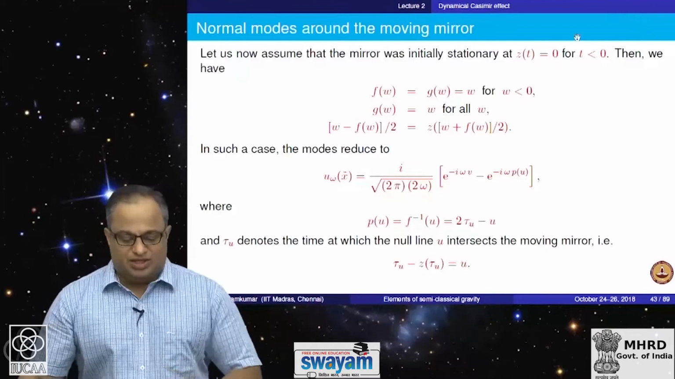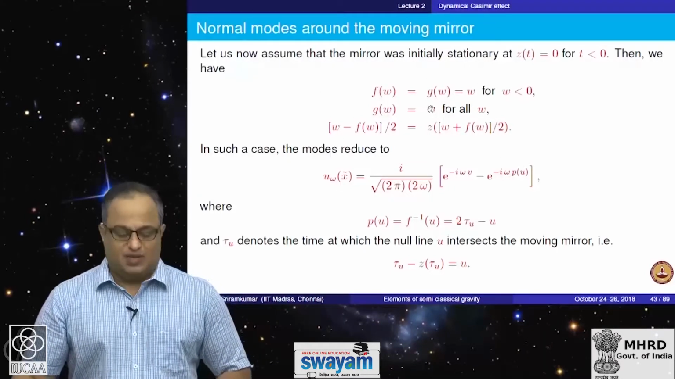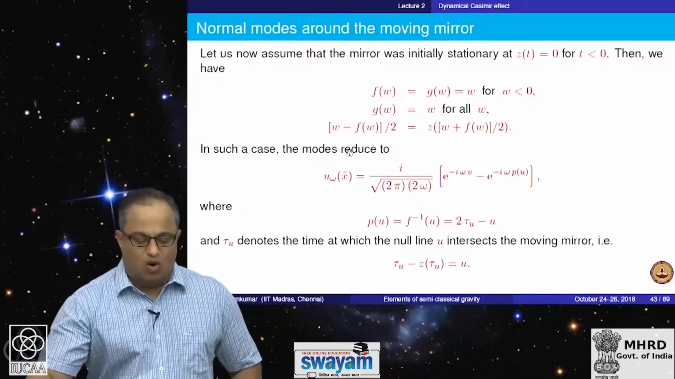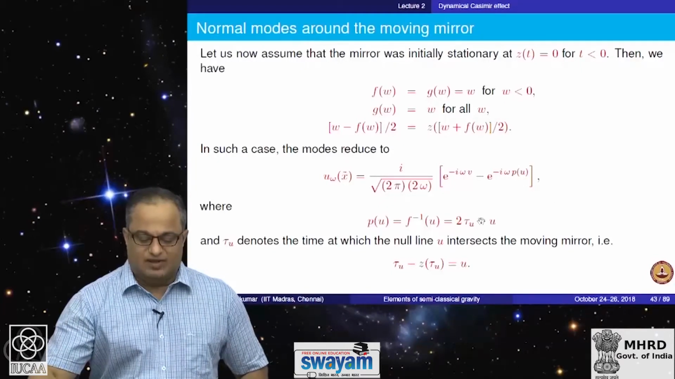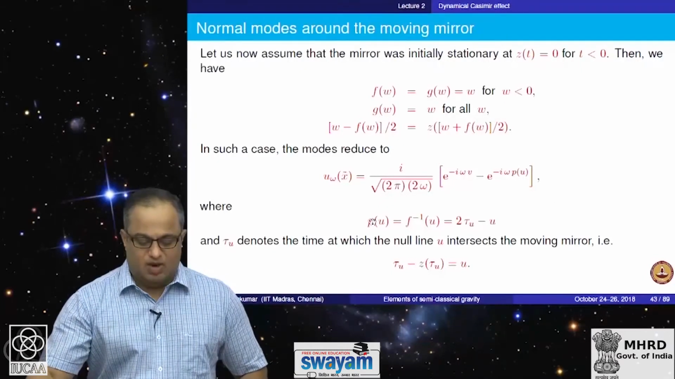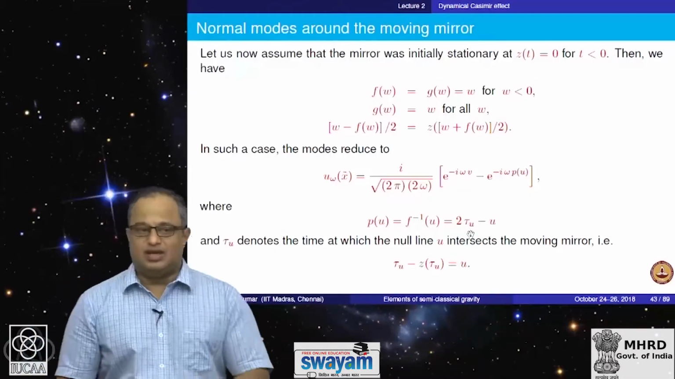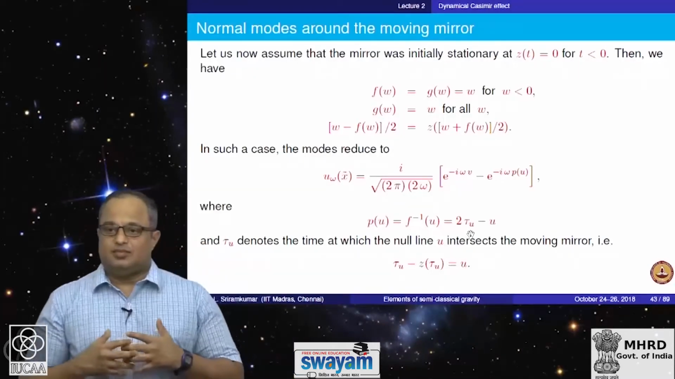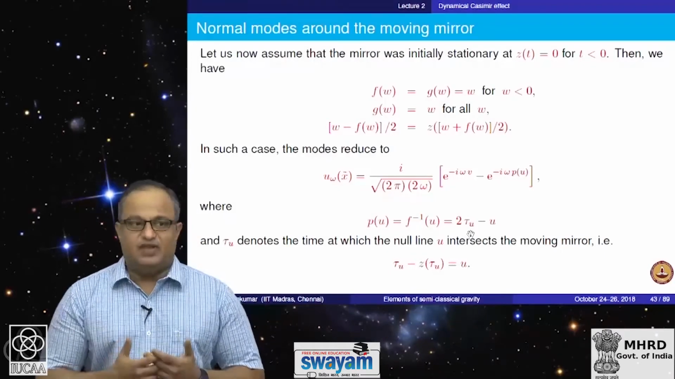And these conditions correspond to these choices of f and g, and what one can show in summary is the following, that the modes are given by this form, where p of u is given by this expression. Notice p of u is 2 tau u minus u. I will explain what tau u is. There is a figure that will help you understand. Remember, u is t minus x and v is t plus x.